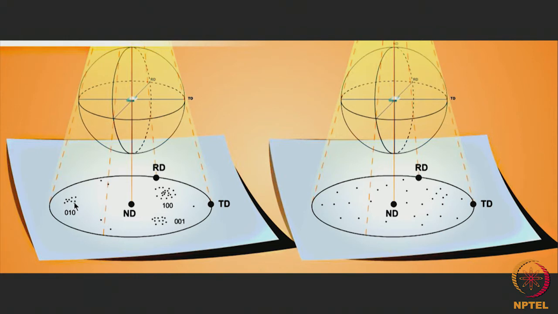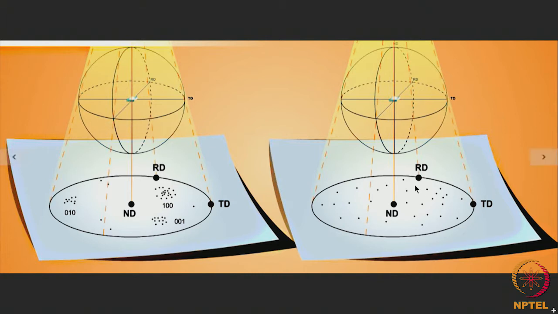Now suppose by plotting the 100, 010 and 001 poles from all the other grains, we find that all the 100 poles from the different grains are clustered together as shown here. All the 100 poles are clustered together over here, and all the 010 poles are clustered together over there. Then we realize that the orientation of the grains cannot be perfectly random. There is some preferred orientation or texture present. If it were a completely random material, in that case what would we have seen? All these poles, 100, 010, 001, would have been uniformly distributed over this projection plane.